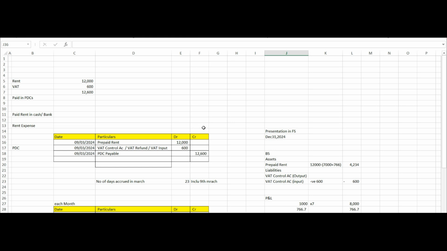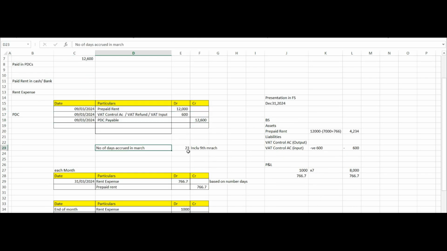Now if we have to do apportionment on a pro-rata basis based on the number of days from when the contract started. Same example, rent is 12,000, VAT is 600, and again we are paying in PDCs. But this time the contract or rent is starting from 9th of March 2024. We are assuming that 9th of March has been included. So here you will do 31 minus 8, so 23 days has been consumed. The rent of 23 days has been consumed in March.